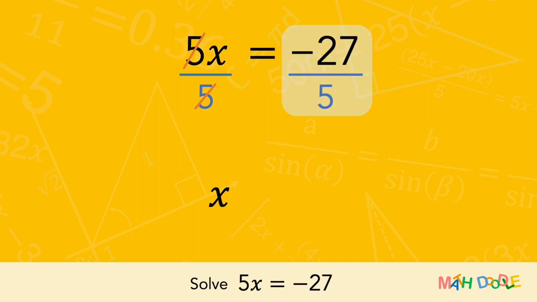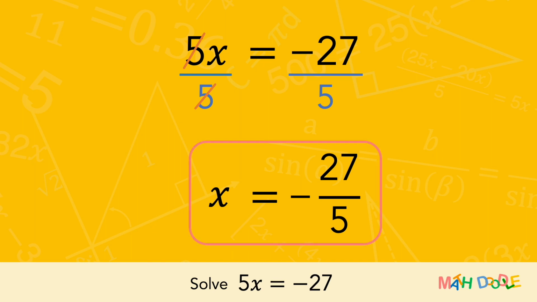Then, let's simplify the right side of the equation. Minus 27 divided by 5 is minus 27 fifths. Now, this tells us that x is equal to minus 27 fifths. So, the answer is x equals minus 27 fifths.